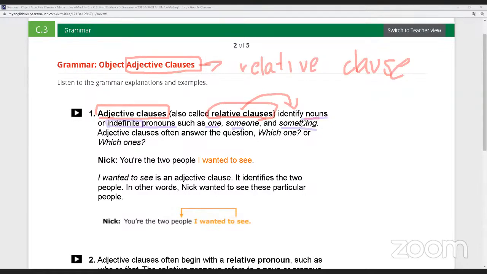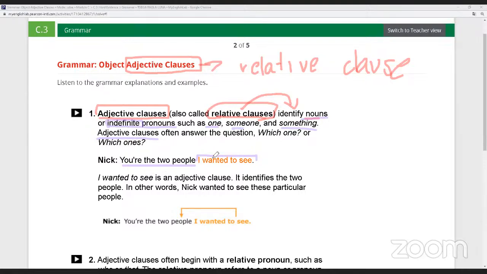You're the one, right? I saw someone on the street, right? It was something that I couldn't recognize. Okay, so those are indefinite pronouns. And then the adjective clause often answers the question, which one? Or which ones? So in this case, you're the two people. We have one sentence, and then we have another sentence. You're the two people I wanted to see.